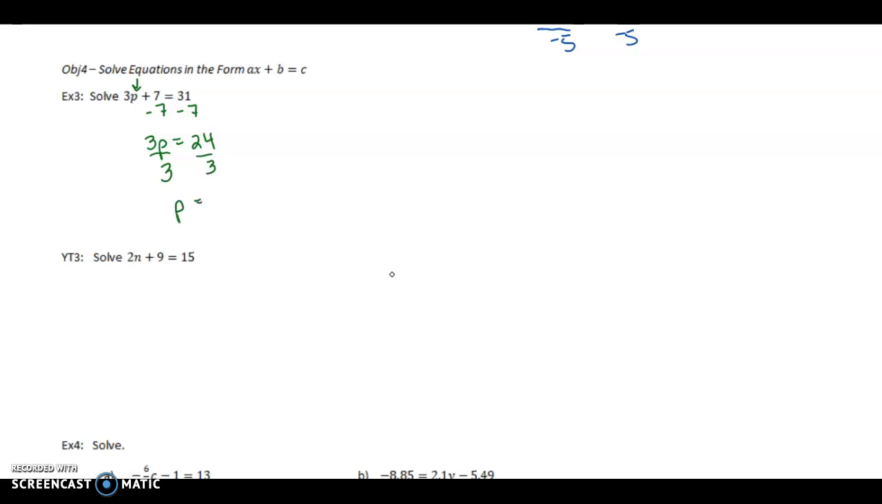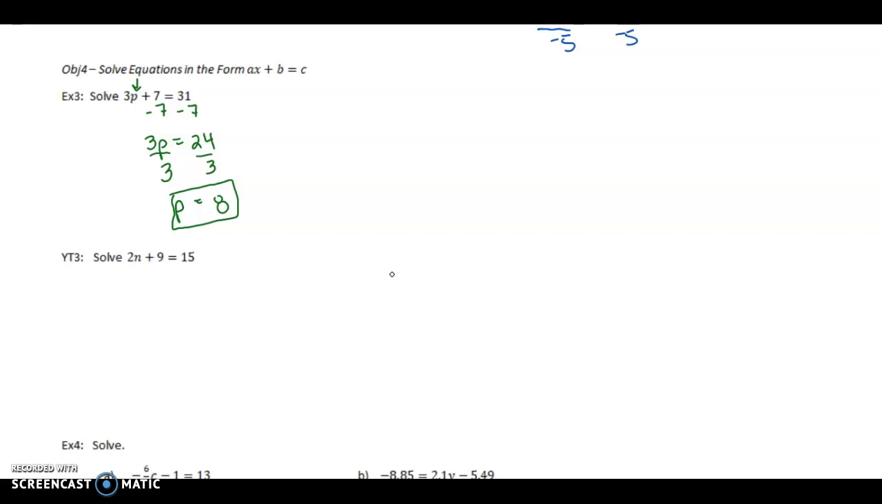So 3 times p equals 24. Undo the 3 times p by dividing by 3. And 24 divided by 3 is 8. So that's called a 2-step equation. We added or subtracted first, and then we divide. It's kind of the opposite of the order of operations because we're undoing things. So we follow the order of operations when we're putting things together, and then we do the kind of backwards when we're trying to solve.